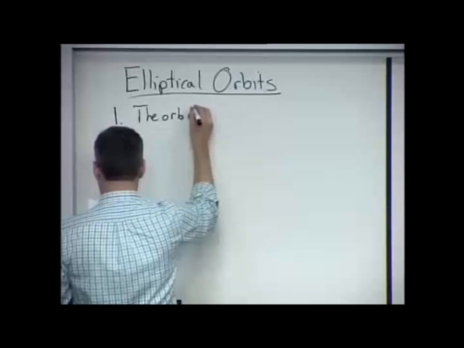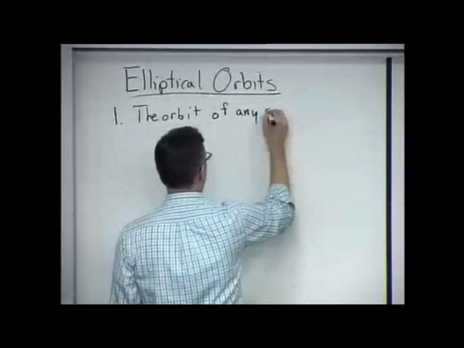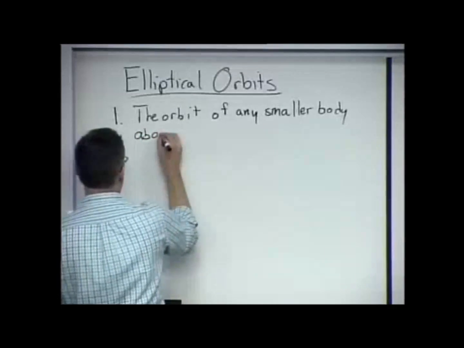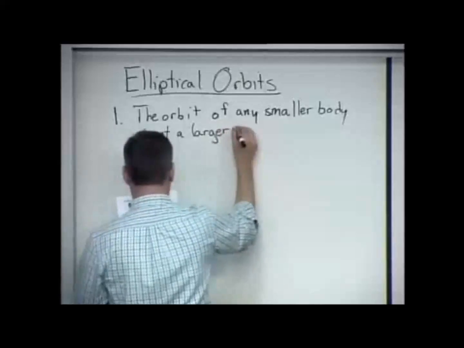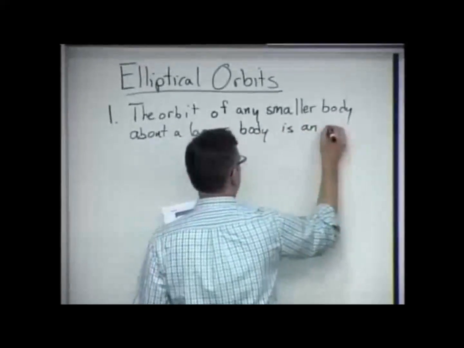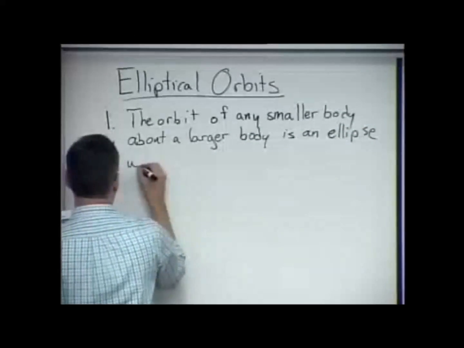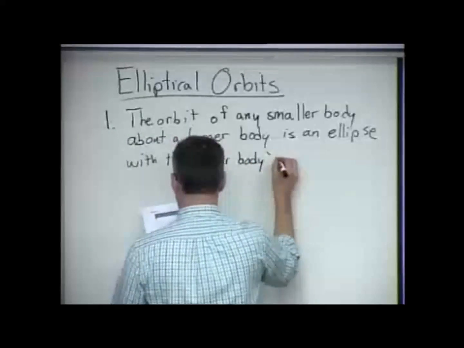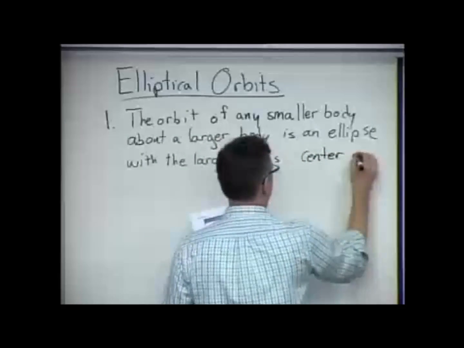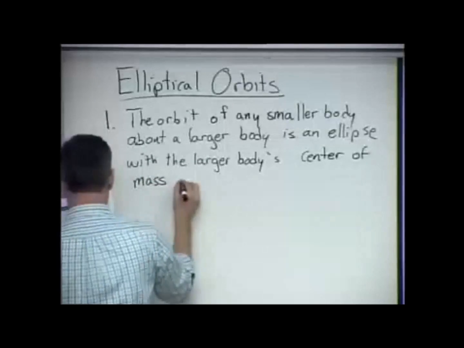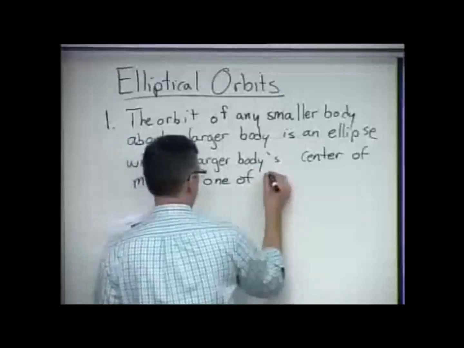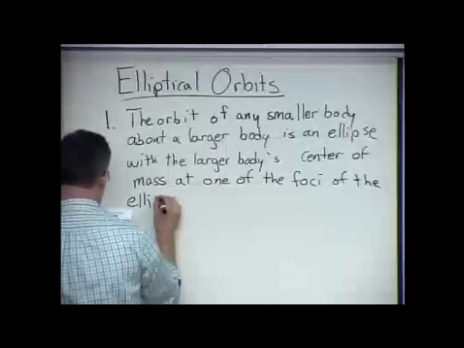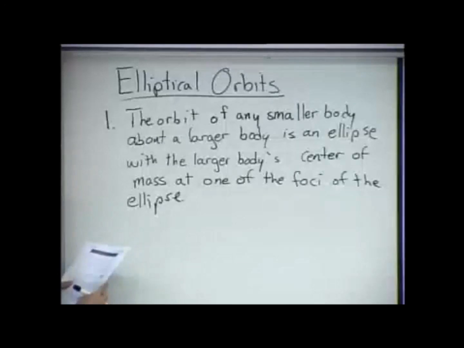The orbit of any smaller body about a larger body is an ellipse with the larger body's center of mass at one of the foci of the ellipse. That's Kepler's law number 1.